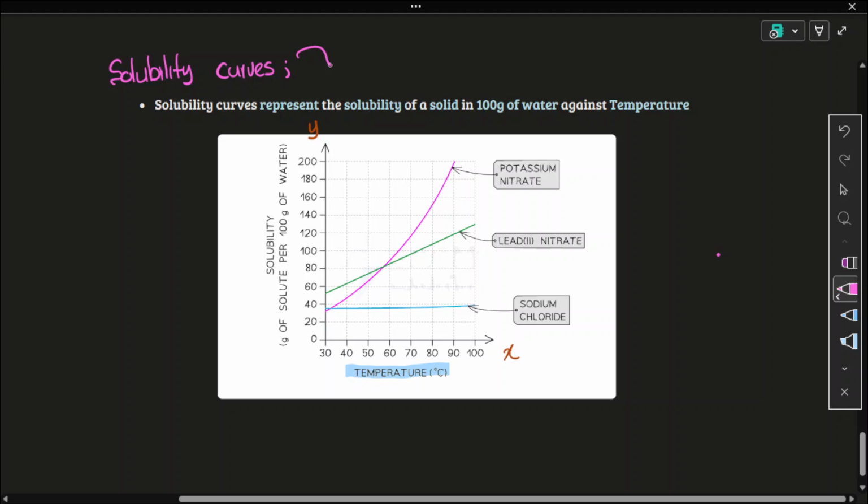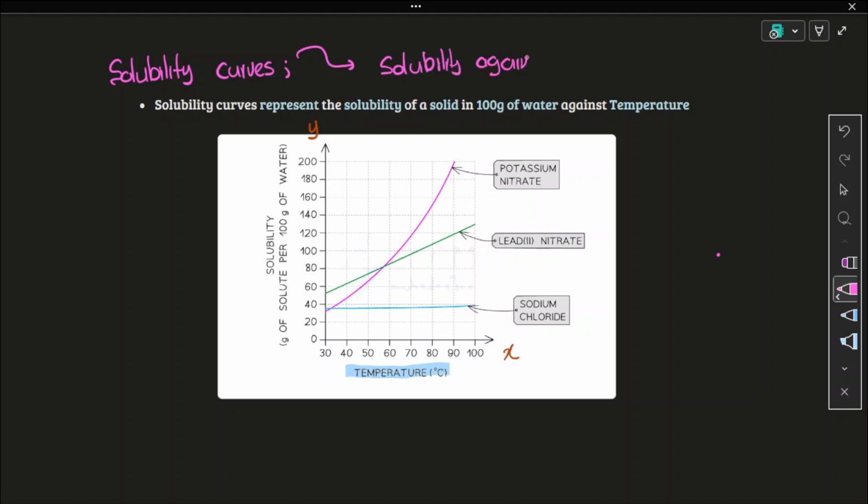You know that in any graph, we have to plot something against something. That is simply that concept, okay? Solubility against the temperature in this case.